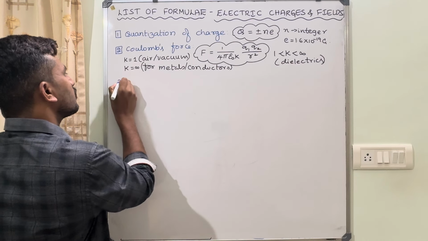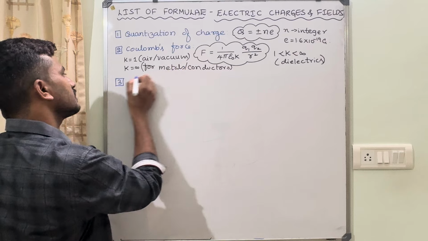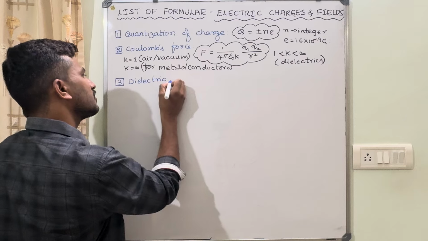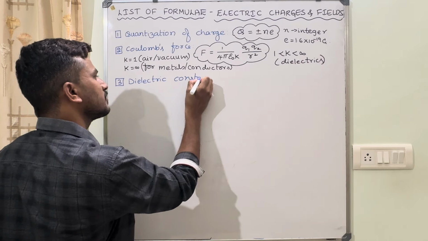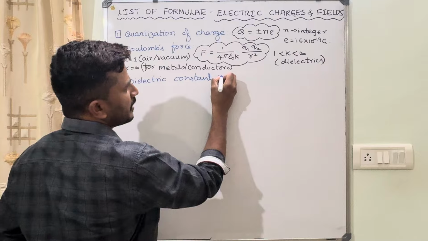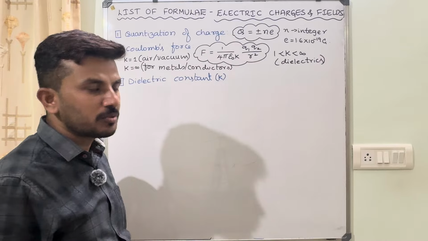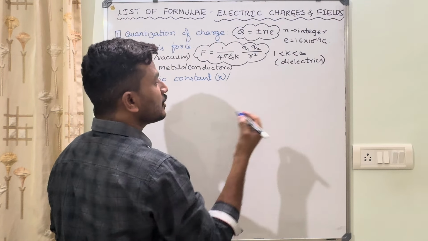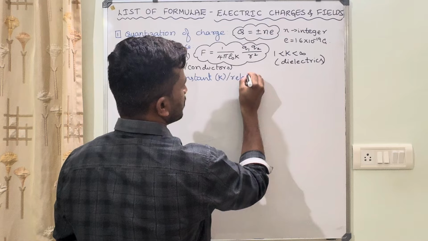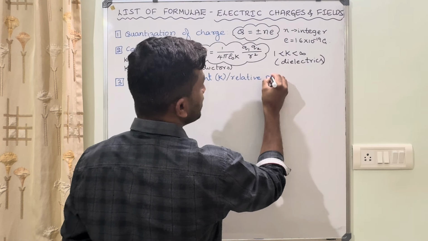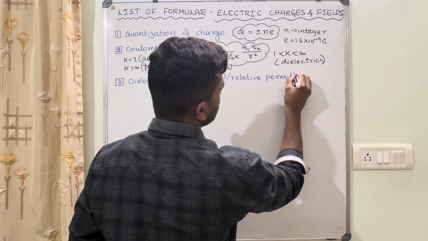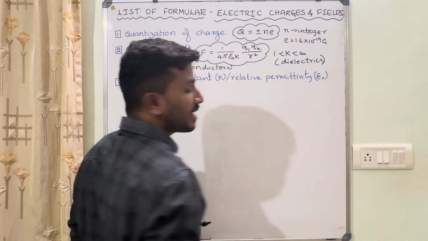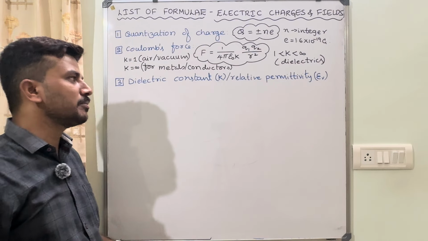Then what is the formula for dielectric constant? This is K value, dielectric constant, that is represented by K, or it can also be termed as relative permittivity, that is epsilon r. Permeability comes in magnetic field, here it is electric field permittivity.